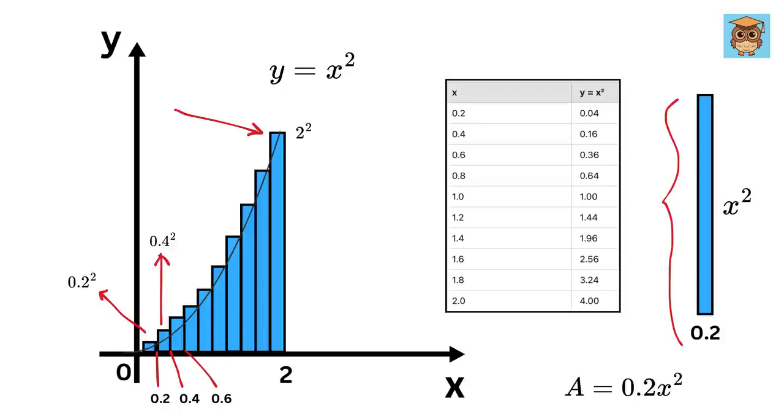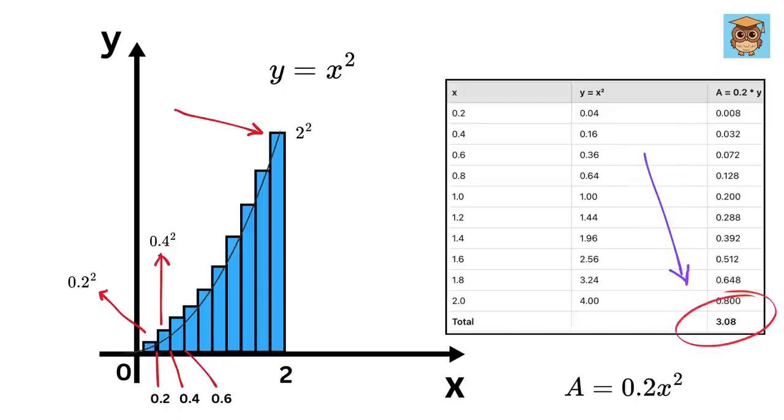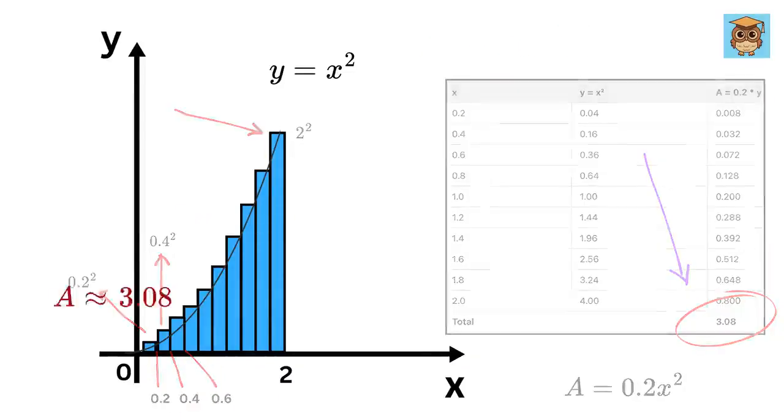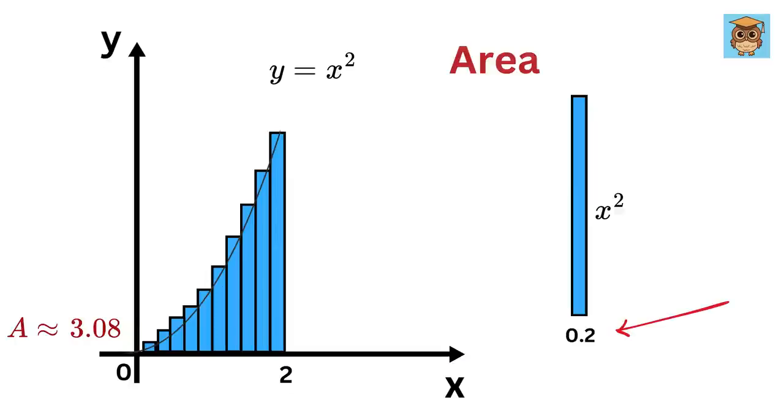Now the area of this rectangle will be base times height, or this. Do it for all of these rectangles and sum them up to get this. So the area of this parabola will be approximately this, isn't it? See how cleverly we have approximated the area of this parabola by just approximating it as a collection of rectangles?